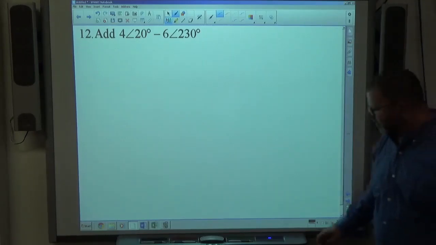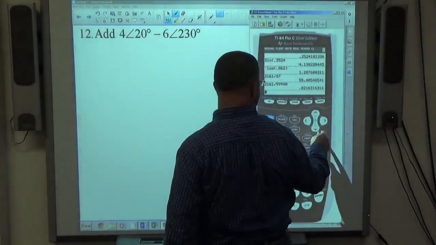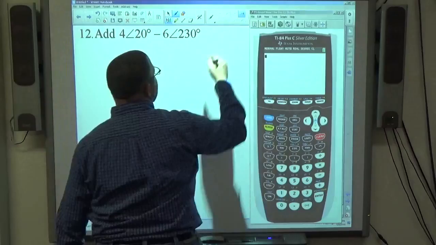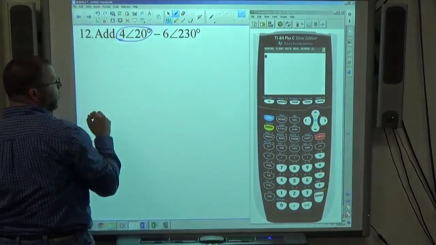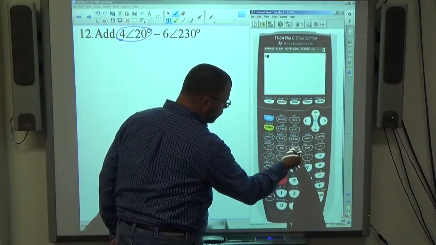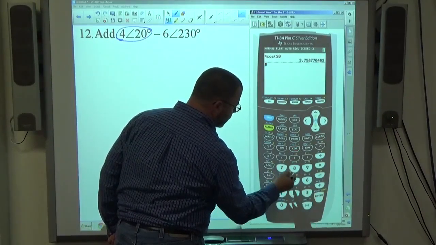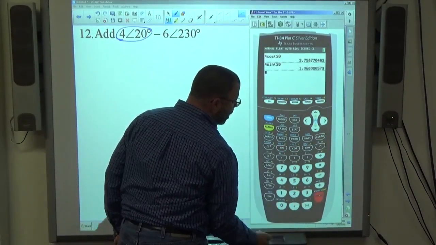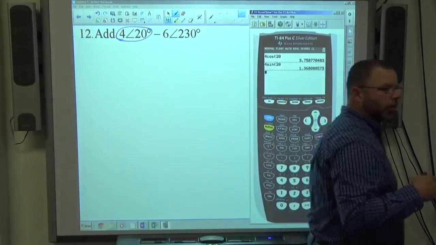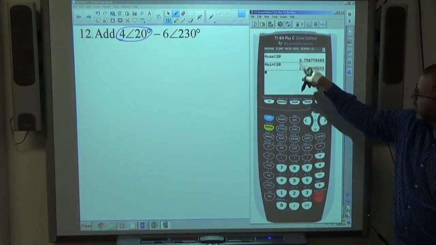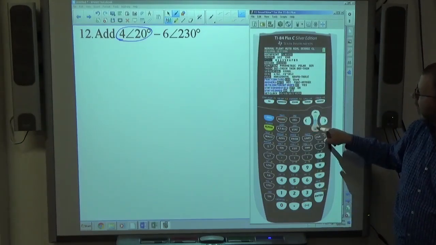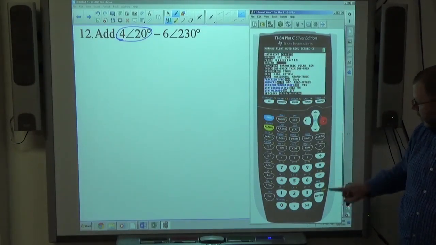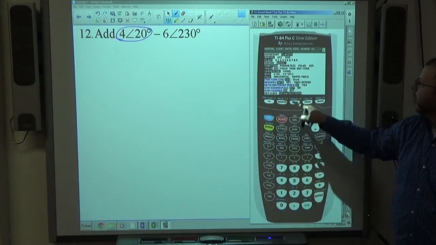Number 12, we're adding vectors. So, what I notice is we have vector 1 is 4 and an angle of 20 degrees. So, I'm going to do 4 cosine 20 and 4 sine of 20. Before I even type those in, I should have looked, but I'm going to look right now. It does say degrees. If you're not in the right mode, you hit the mode button. Make sure your degrees is highlighted. Just go down, hit over, so it's blinking on degrees, hit enter. At the top of your screen, it should say degrees.